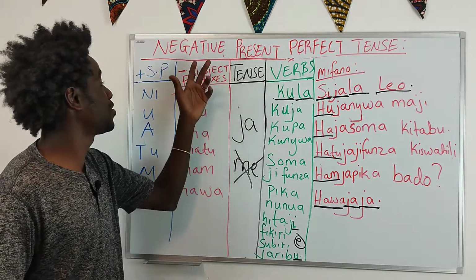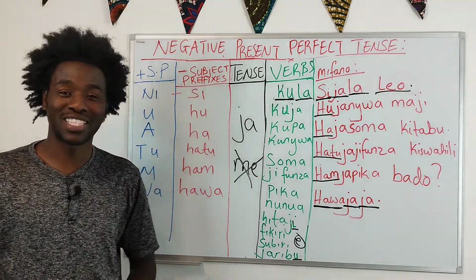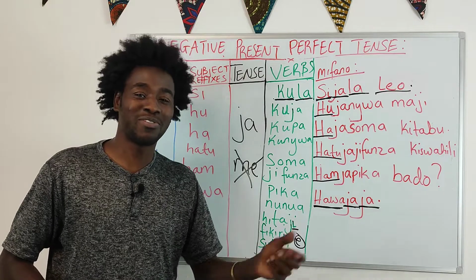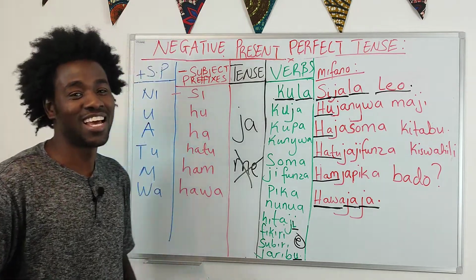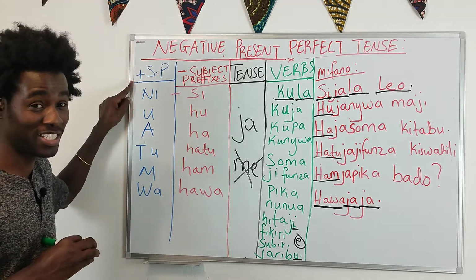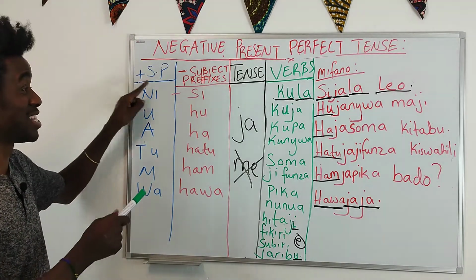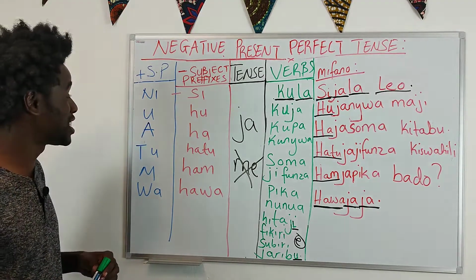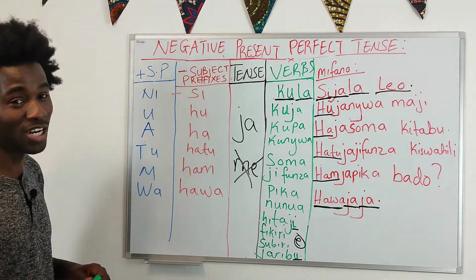Today we are going to have a look at the negative present perfect tense, how the negative present perfect tense works. And we will start with the positive subjective prefixes, because we also have the negative subjective prefixes here. So it's better to see all of them, how they look.